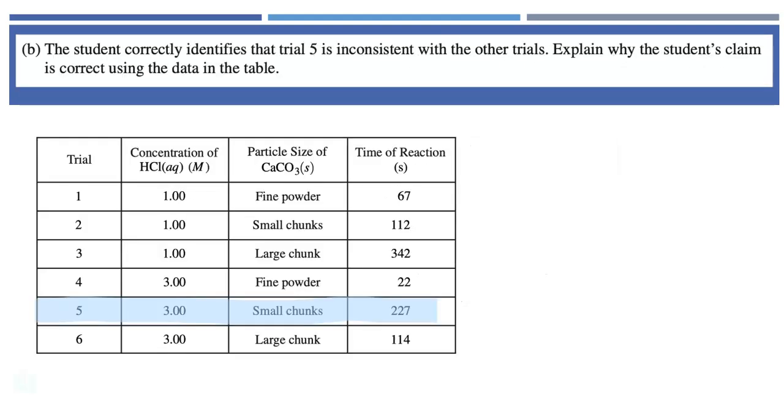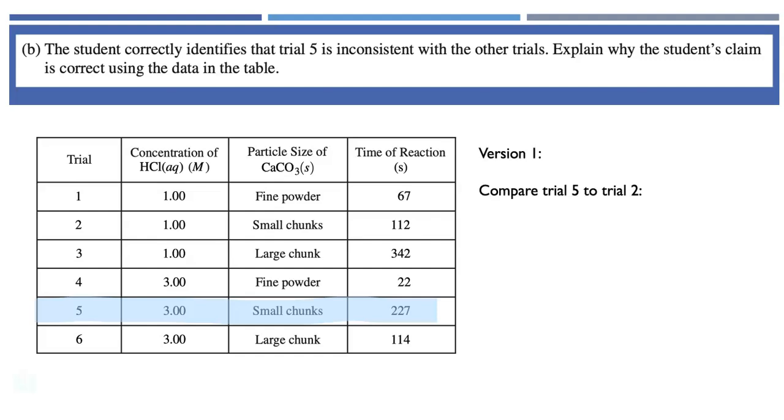The student correctly identifies that trial 5 is inconsistent with the other trials. Explain why the student's claim is correct using the data in the table. So we're going to have to compare trial 5, which I've highlighted in blue, to some of the other trials going on. There actually are a couple of ways you could answer this question.